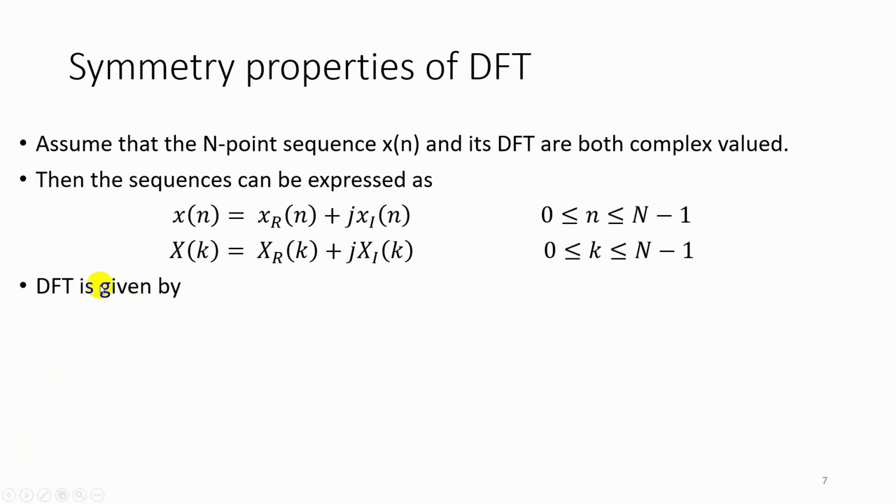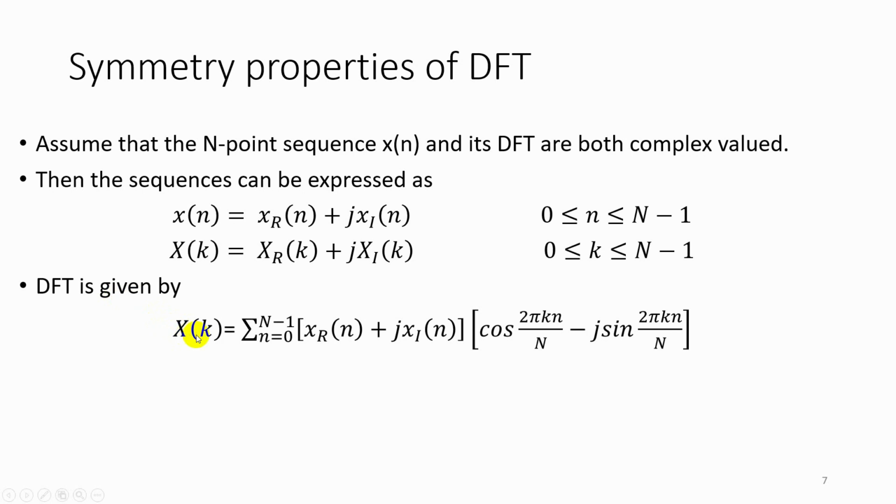For the sequence x of n, the DFT is given by x of k, which is equal to summation n equal to 0 to N minus 1 x of n into e power minus j 2 pi k n by N. In the place of x of n, we are including the real part and imaginary part. E power minus j 2 pi k n by N is represented as cos theta minus j sin theta. So cos 2 pi k n by N minus j sin 2 pi k n by N.